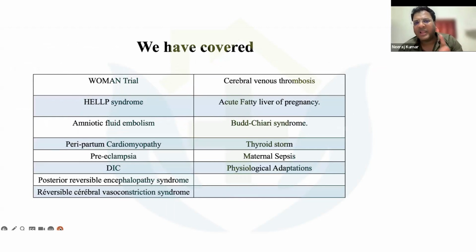So right now, before ending, we have covered Wernicke's, HELLP syndrome, amniotic fluid embolism, peripartum cardiomyopathy, preeclampsia, DIC, a few words about PRES, a few words about RCVS, and then CST or CVT, cerebral sinus thrombosis, AFLP, Budd-Chiari, thyroid storm, maternal sepsis, and a few questions related to physiological adaptations as well. These are the topics that we have covered today as a part of your obstetrics care.